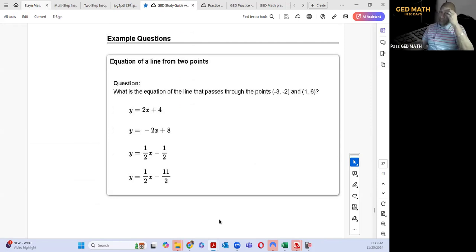On the GED, they're either going to ask you the equation of a line from 2 points, or they're going to ask you the slope of a line from 2 points. You have to know how to do both. But I can almost guarantee it's going to be in your exam. Does anybody know how you would do this problem? What is the equation of a line that passes through -3, -2, and 1, 6?